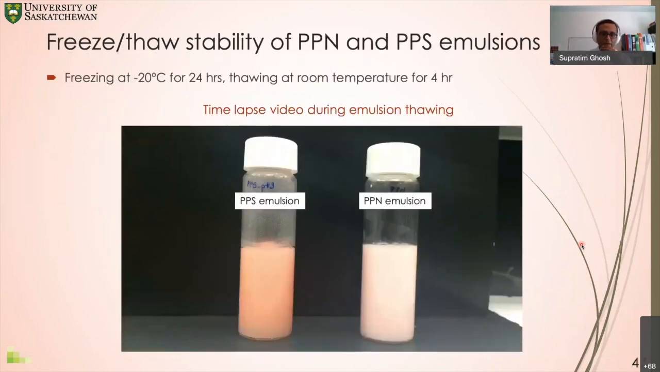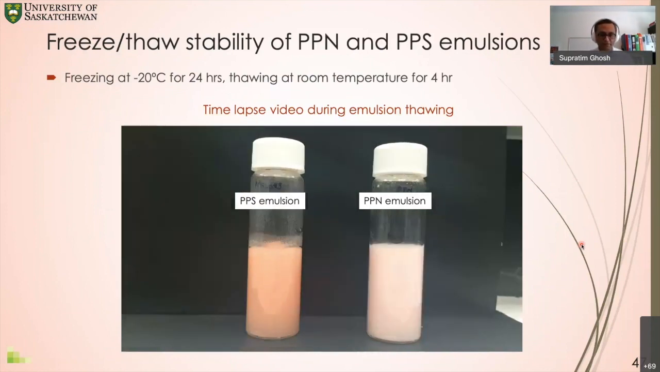Then something interesting, what she tried is she did some time-lapse video of emulsion thawing after freezing. Because one of our hypotheses was that the pea protein nanoparticle will provide a strong interface, which can actually prevent the freeze thaw destabilization. And you saw that. So this is a time-lapse video. I'm going to skip a little bit.